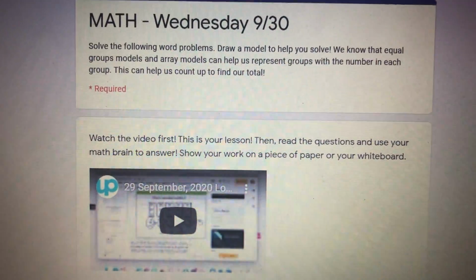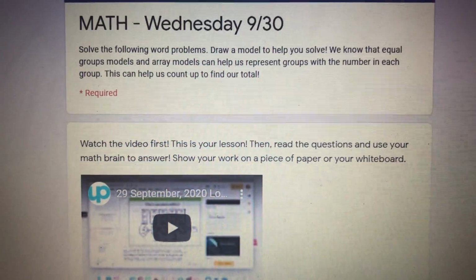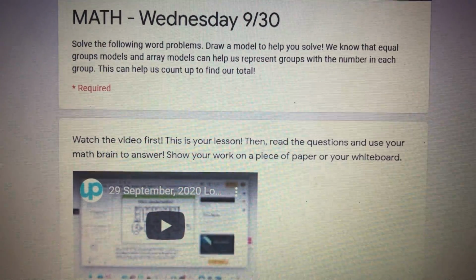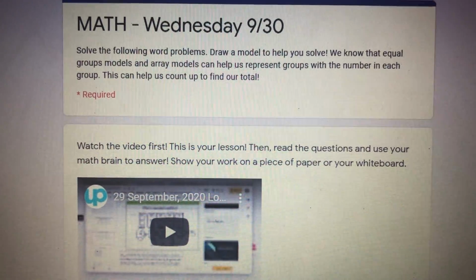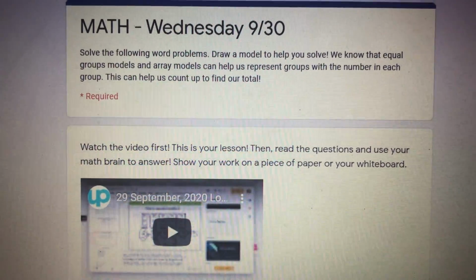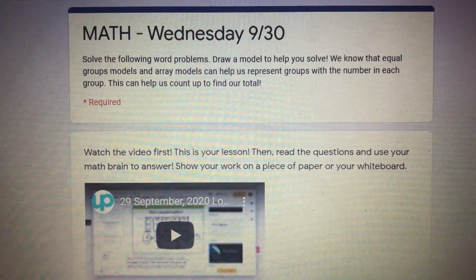Math, Wednesday, September 30th. Solve the following word problems. Draw a model to help you solve. We know that equal groups models and array models can help us represent groups with the number in each group. This can help us count up to find our total.